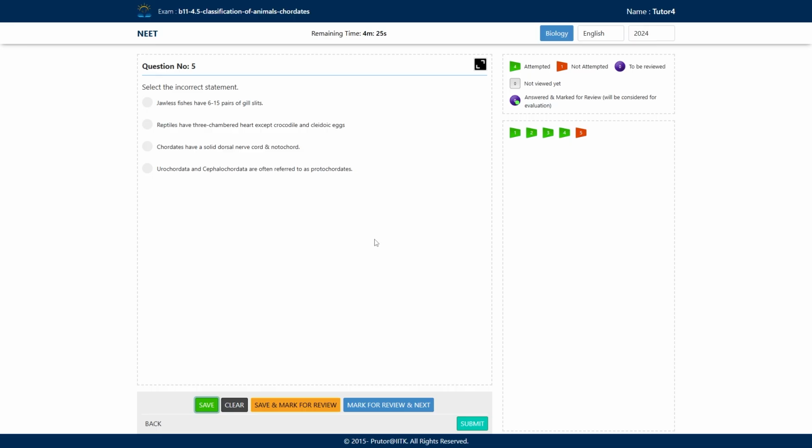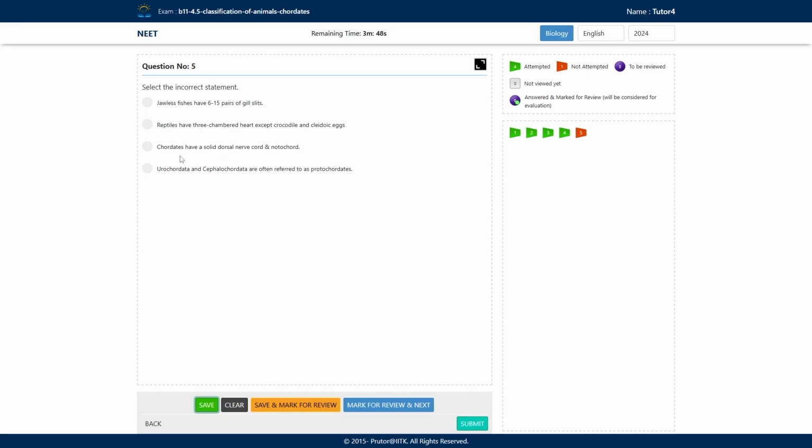Select the incorrect statement. Which of the statements is incorrect? A, jawless fishes have 6 to 15 pairs of gill slits. B, reptiles have 3-chambered heart except crocodile and the cleidoic eggs. C, chordates have solid dorsal nerve cord and notochord. And option D, Urochordata and Cephalochordata are often referred to as protochordates. So this is the correct one. Option D is correct, right? First one is also correct.